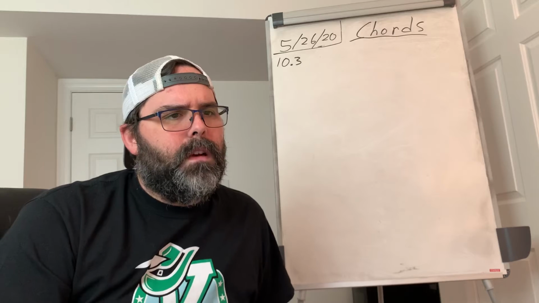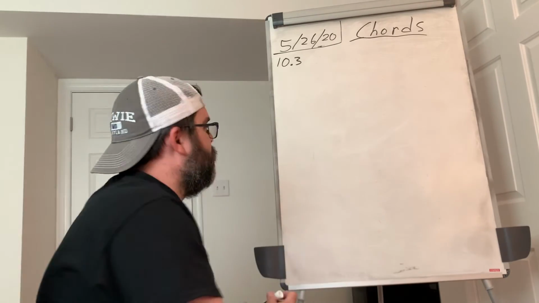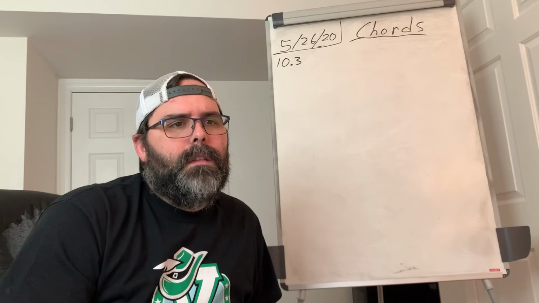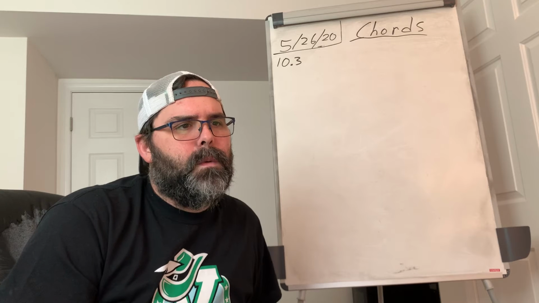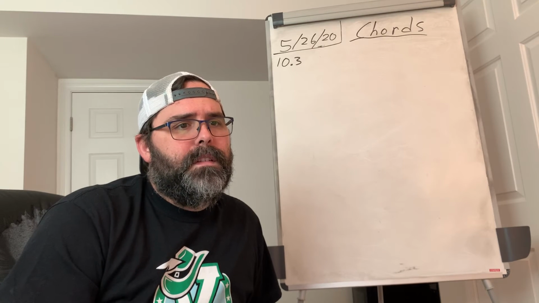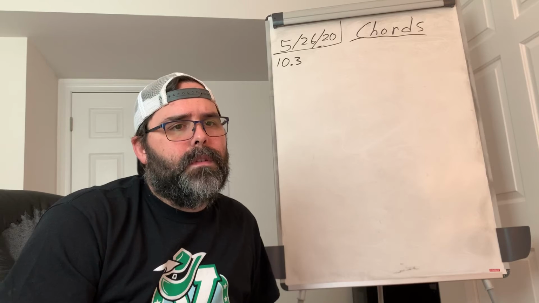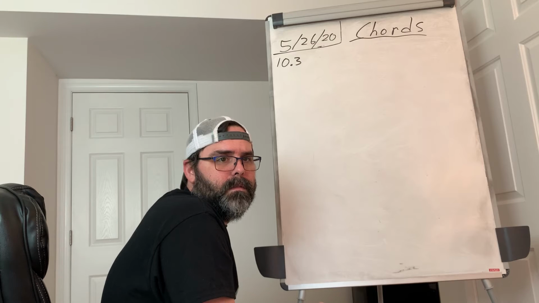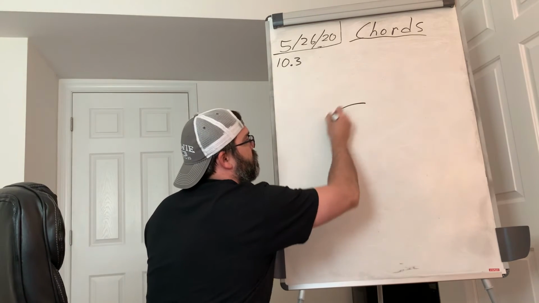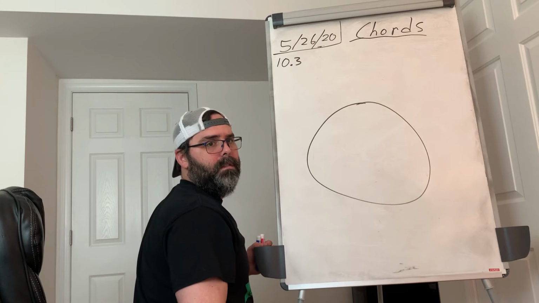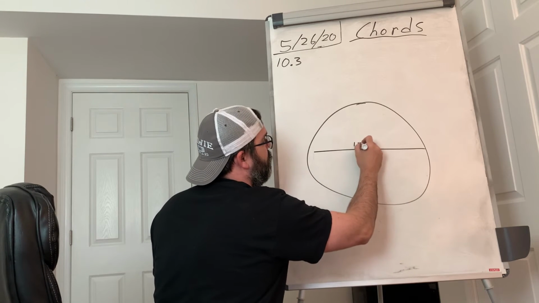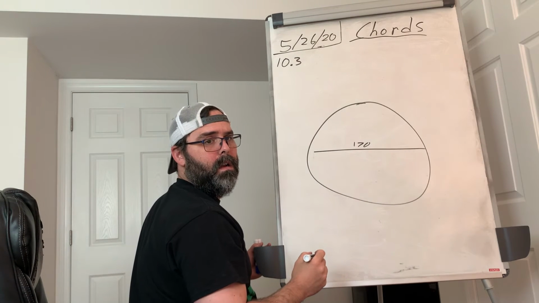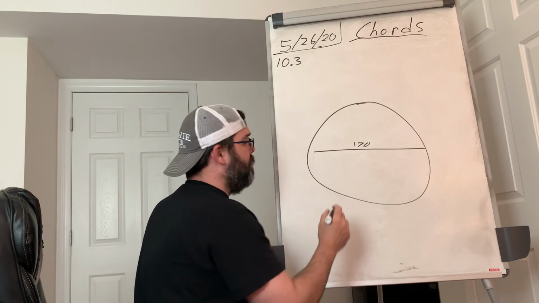The diameter of a circle is 170 inches. The circle has 2 chords. Let me read it out loud first. The diameter of a circle is 170 inches. The circle has 2 chords of lengths 26 inches. What is the distance from each chord to the center of the circle? Circle, diameter of 170, and 2 chords that are 26 inches.